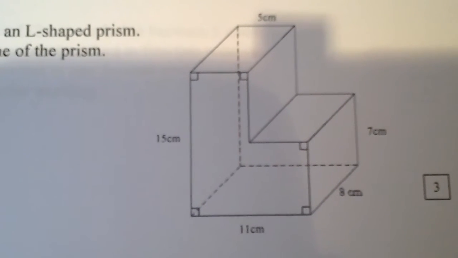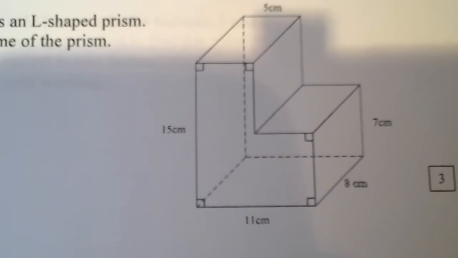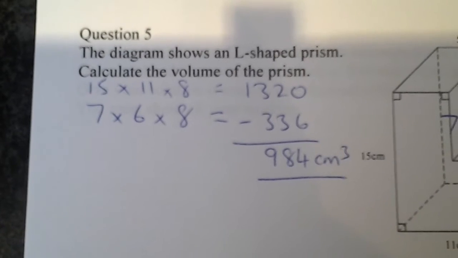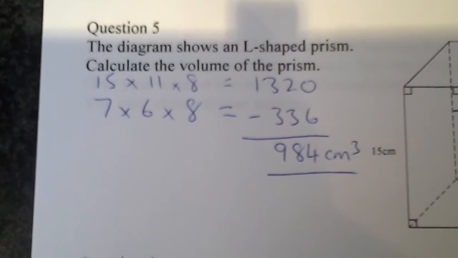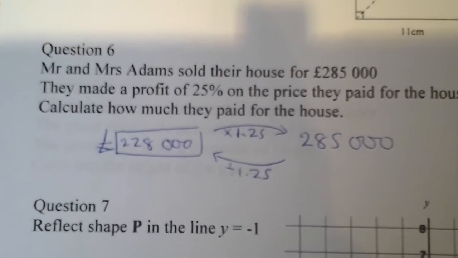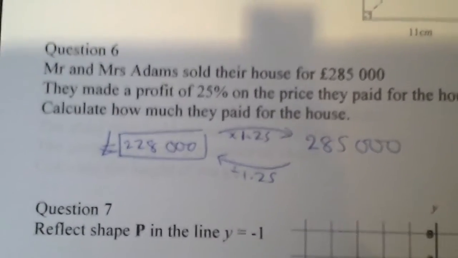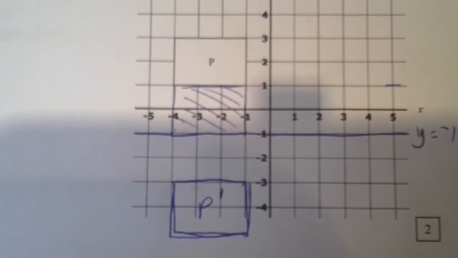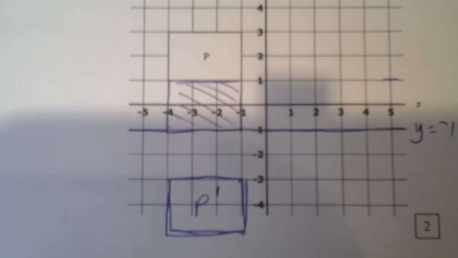Question 5, work out the volume of the hole, work out the volume of the box, find the difference. Answer 984 centimetres cubed. Question 6, answer 228,000. Question 7, as you can see, reflect in the line y equals 1 first, then reread the question.